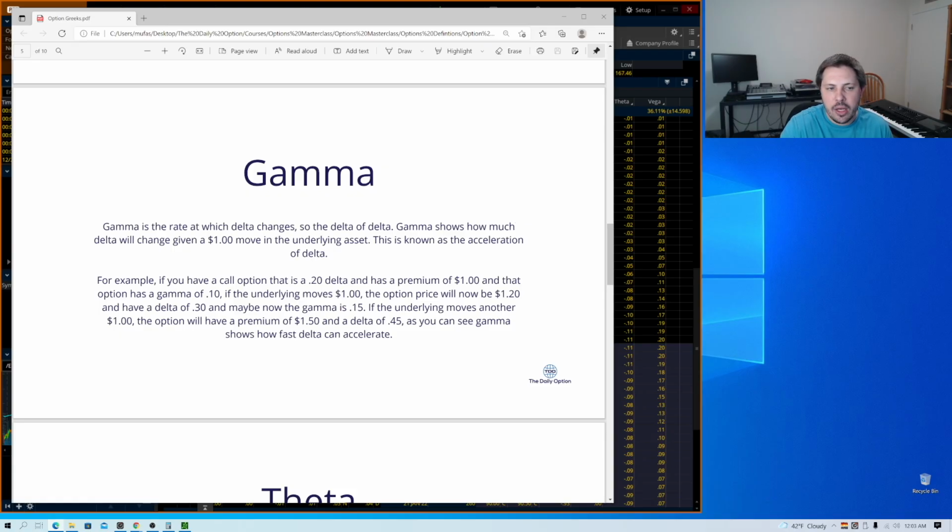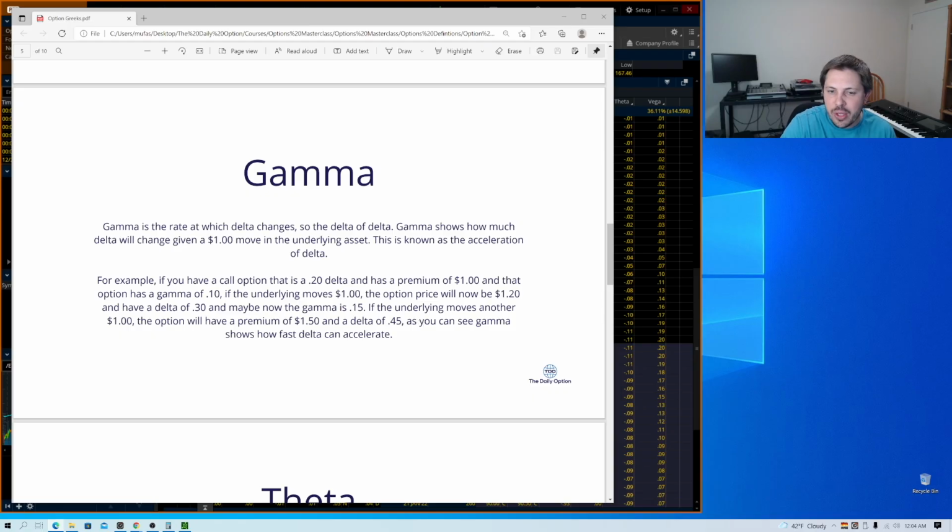All right, so for example, if you have a call option that is a 20 delta and has a premium of $1, and that option has a gamma of 0.10, if the underlying moves $1, the option price will now be at $1.20, right? So the premium of $1 plus our 0.20 delta gives us now a premium of $1.20, and the delta would then have a value of 0.3, right? Because gamma would increase that delta by 0.10, and now maybe the gamma has increased to 0.15, right?